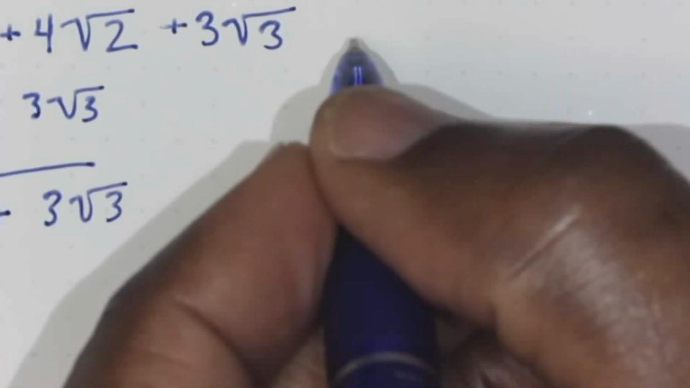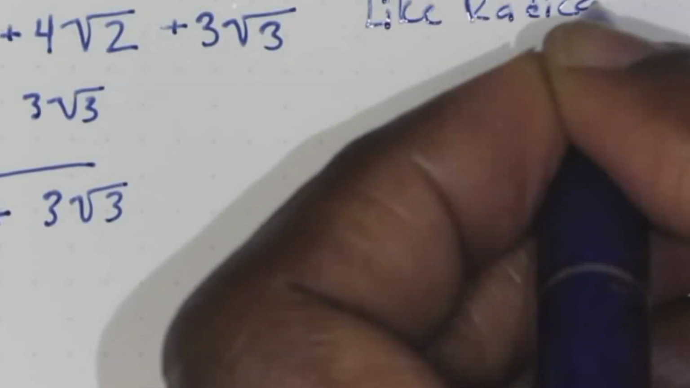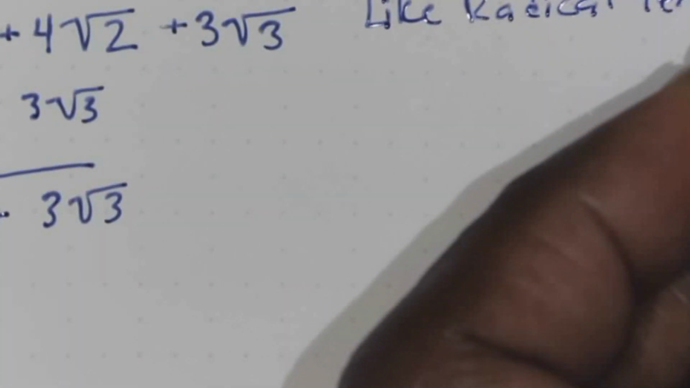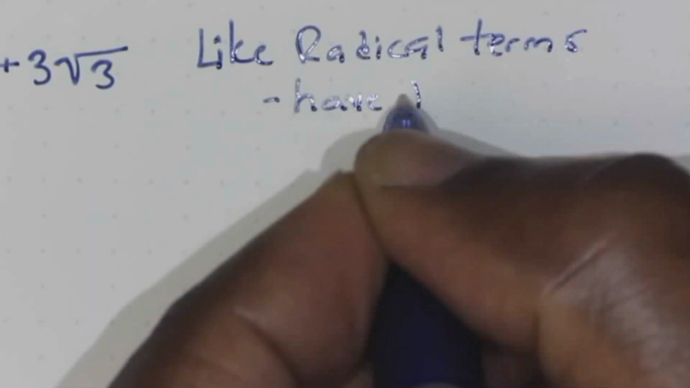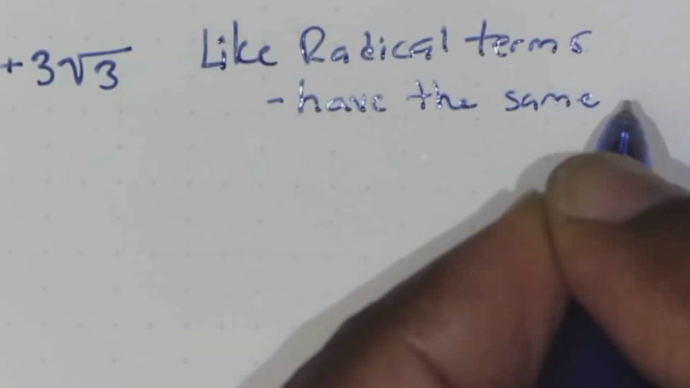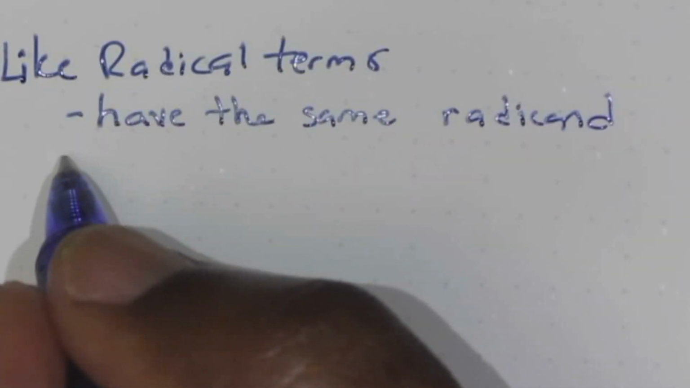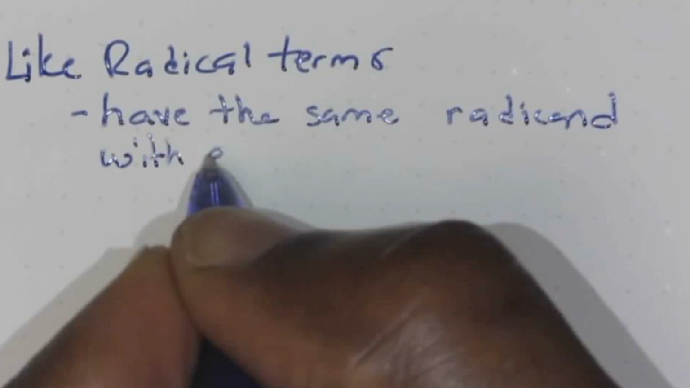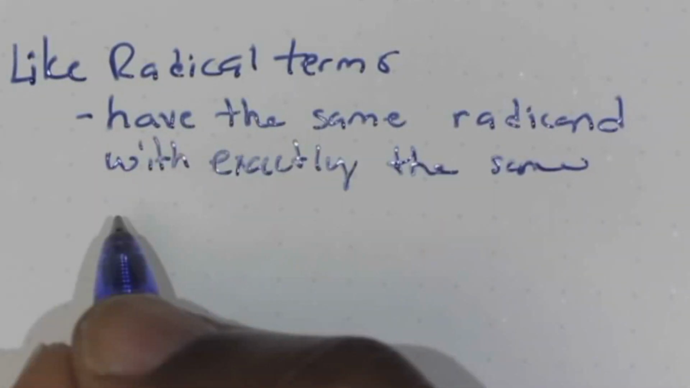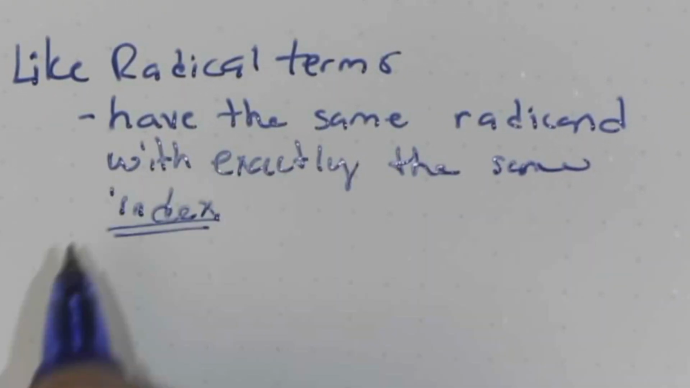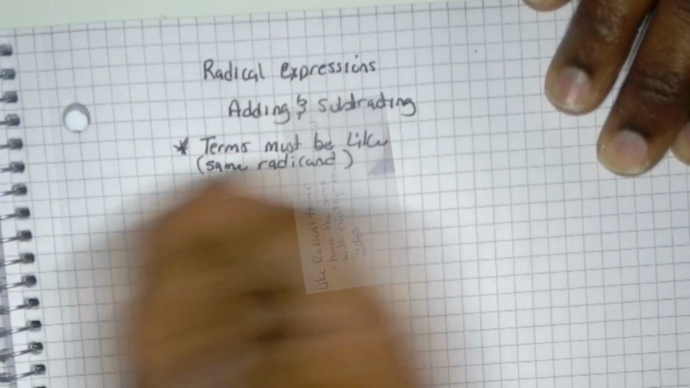So let me give you that definition of like radical terms. All right. Like radical terms have the same radicand with exactly the same index. I didn't say the coefficient had to be the same. Radicand and index.